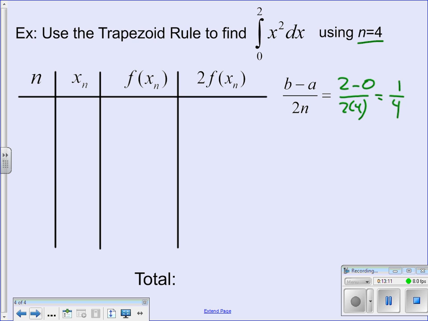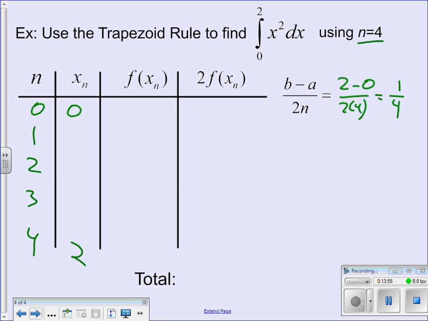Now, here's how you fill in the table. n goes from 0 to whatever n is. 0, 1, 2, 3, 4. Then our corresponding x's. What is our A? 0. What's our B? 2. We have to fill in the corresponding x's to work it out. Decimals are fine for this, trust me. Yes? Yeah, my interval is from 0 to 2.